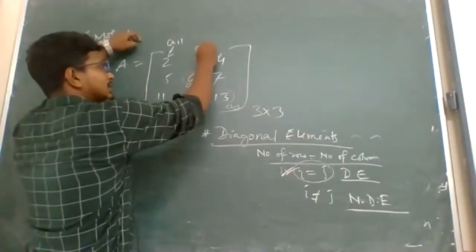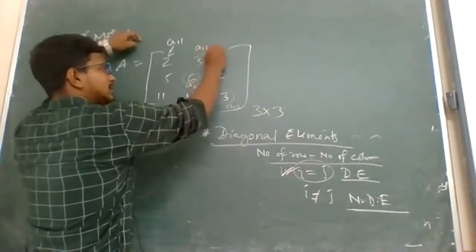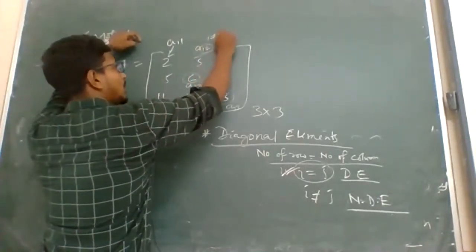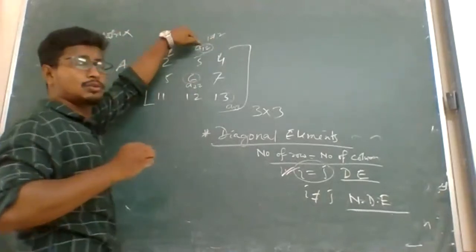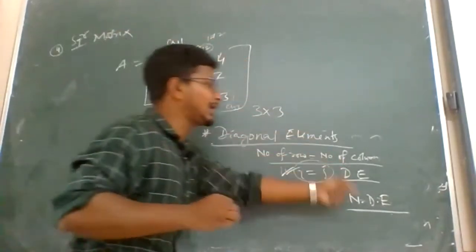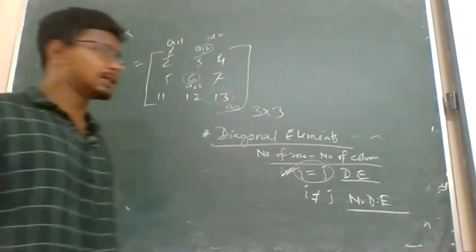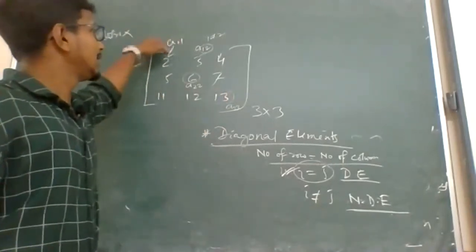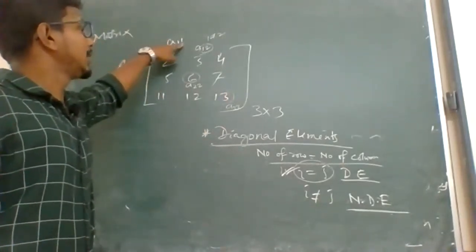This is first row, second column. These are not equal. This 1 and 2 is not equal. That's why these are known as non-diagonal elements. Is it clear?